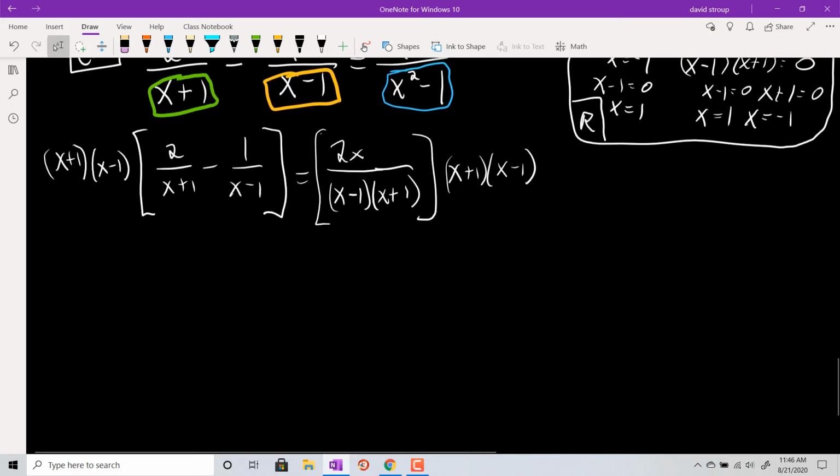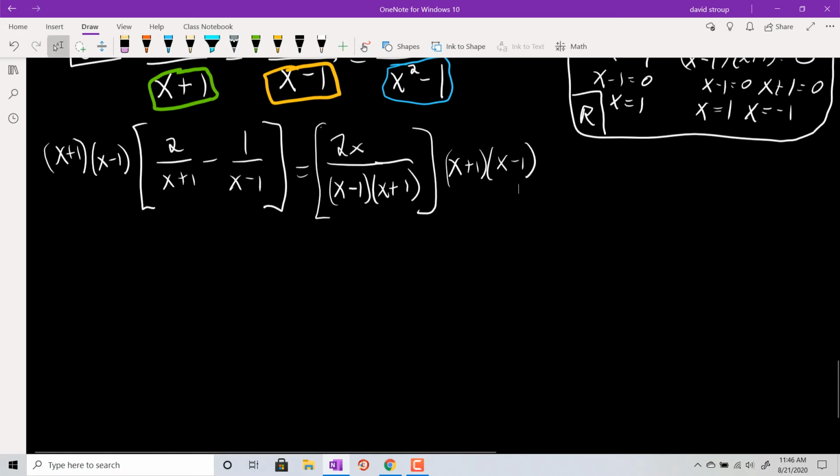Then on the left-hand side, we're distributing. When I go this times this, the x plus 1s will cancel, and I'll just be left with the 2 and the x minus 1. If you need that written out, I'll do that to the side here. So if we have x plus 1 times x minus 1 times 2 all over x plus 1, the x plus 1s will cancel, and we're just left with 2 times x minus 1. Let me write that.